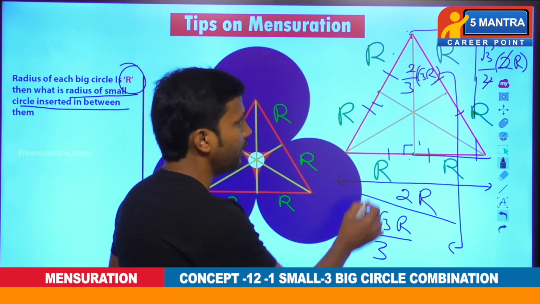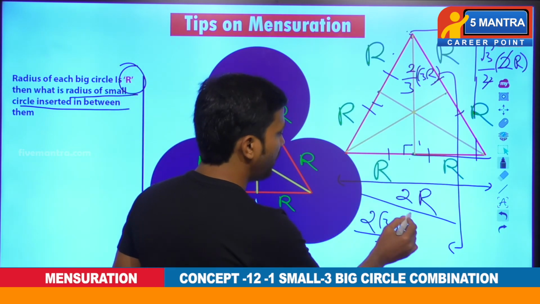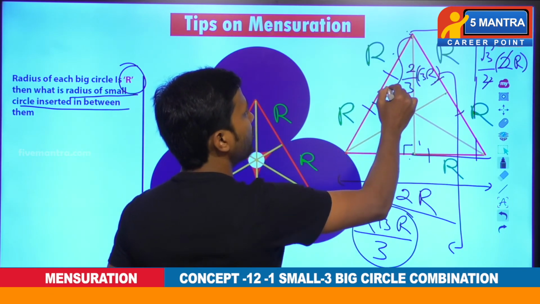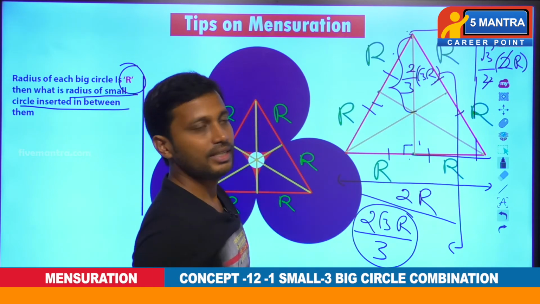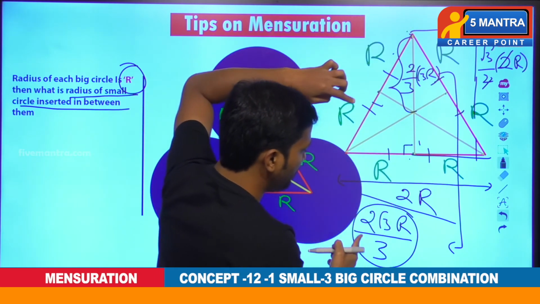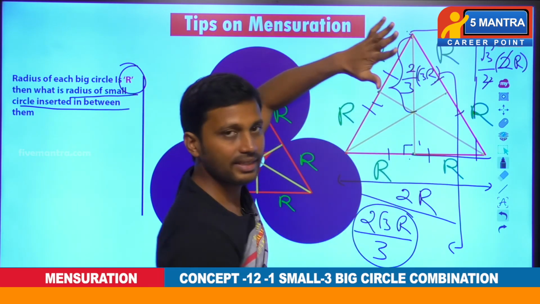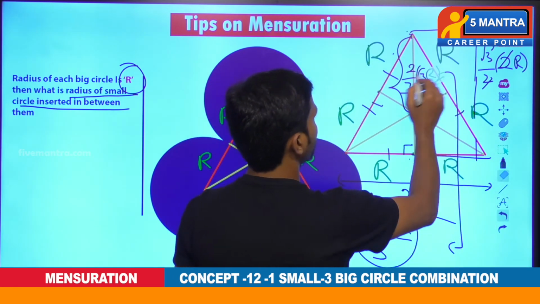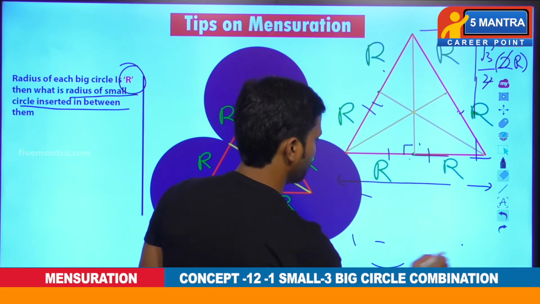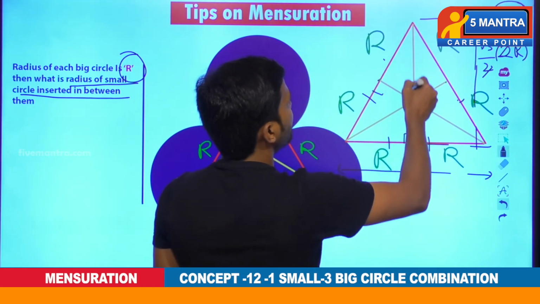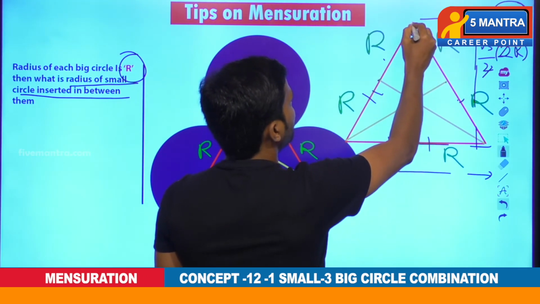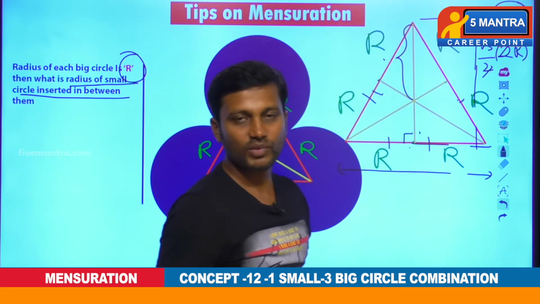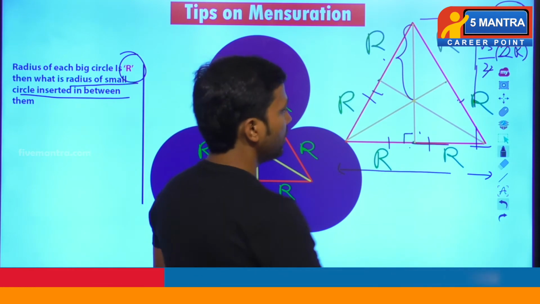Now, let us see. I'm once again explaining to you. What is this 2 root 3r by 3? Is it the length of this segment or not? So the length of this segment would be 2 root 3r by 3. Clear? Now let us go to the next part. Now, this length is 2 root 3r by 3. Why did I find it like this? Okay, just see.